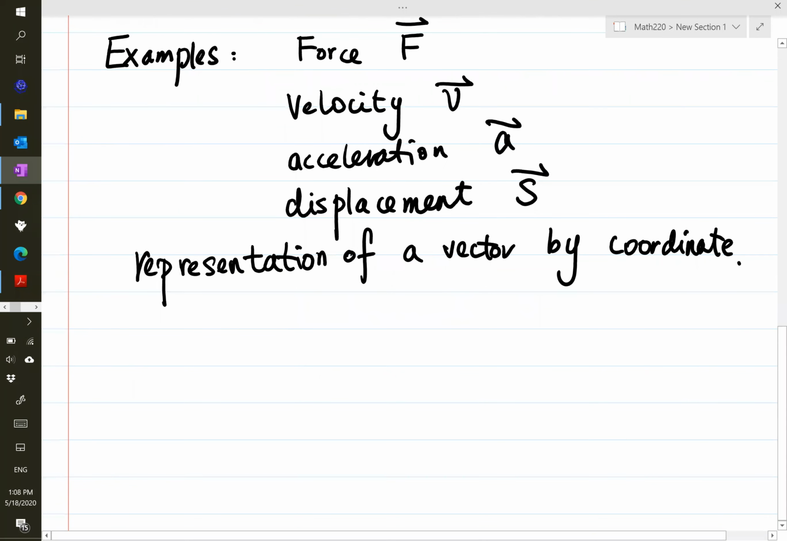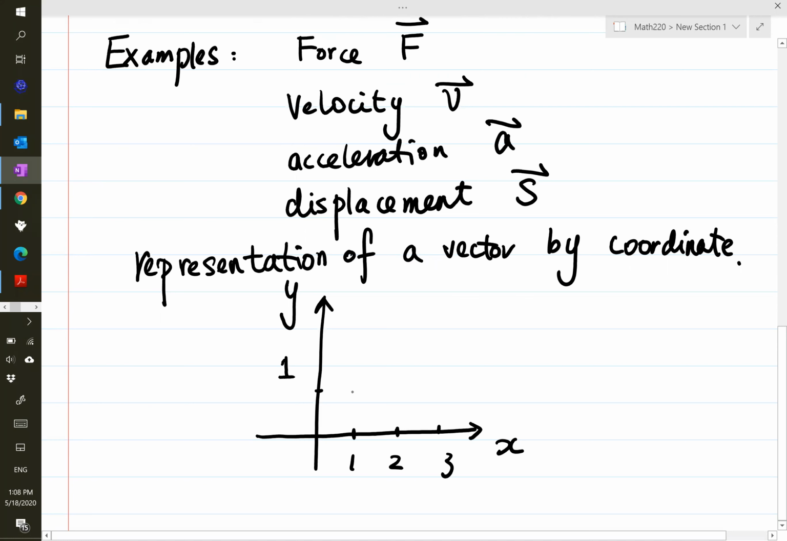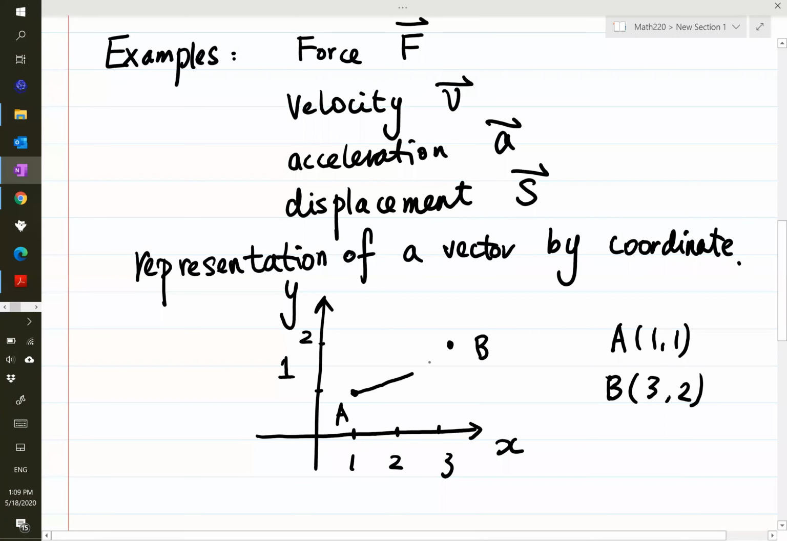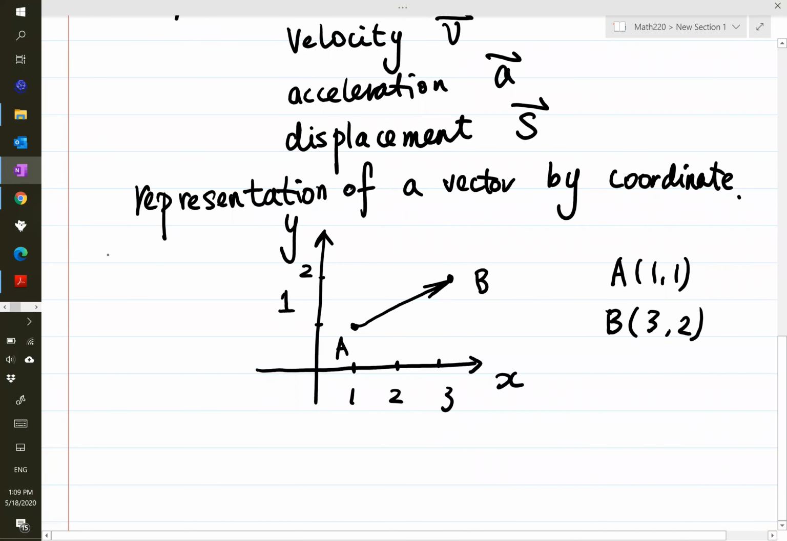So for instance, if we put into coordinates, we have the xy coordinate, with 1, 2, 3 horizontally, and vertically we have 1 here. Now suppose we have 2 points. Suppose we have A at 1, 1. Suppose we choose B to be 3, 2. So this is A, this is B. Then the vector AB is a directed line segment.